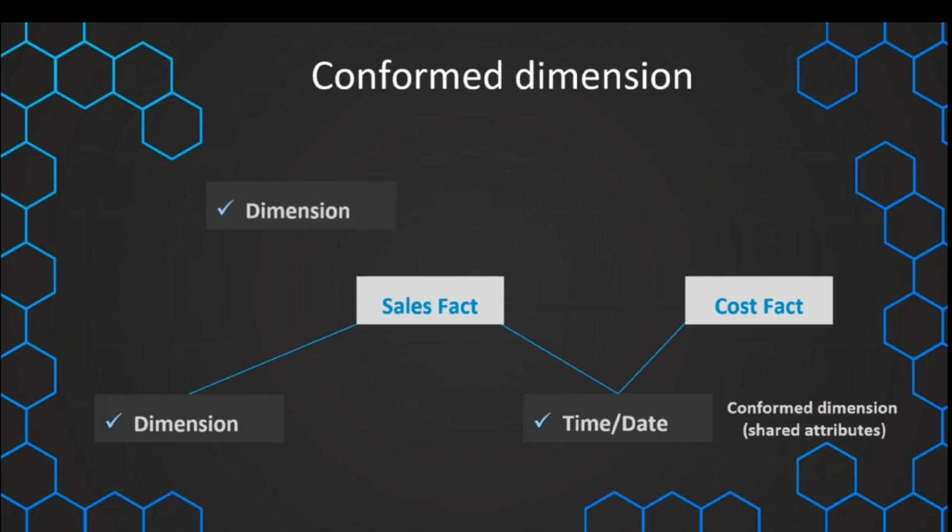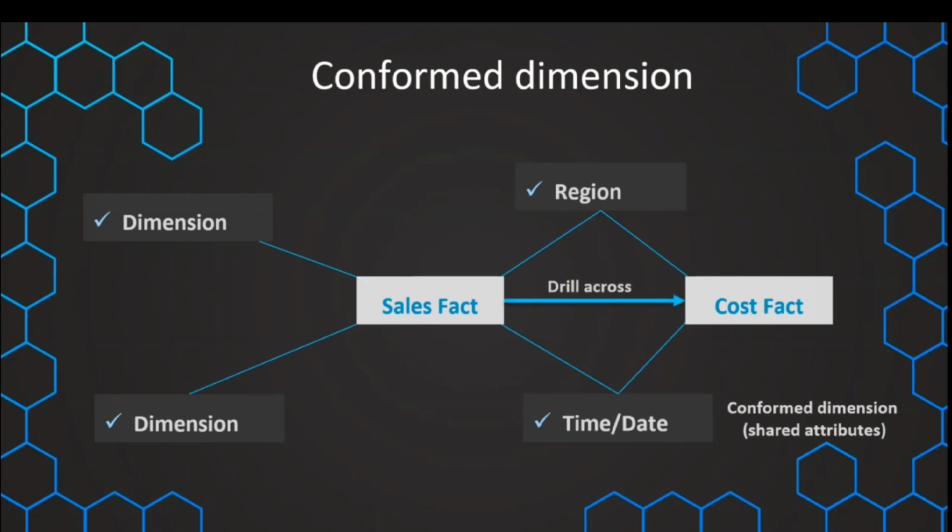Another example of that could be that we want to use the region as a conformed dimension. For example, both in the sales table and in the cost fact, we have the region included, and these are now attributes shared by both of these facts. Now we can, in one analysis, in one report, use the sales and compare it also with the cost using this shared attribute of the region.